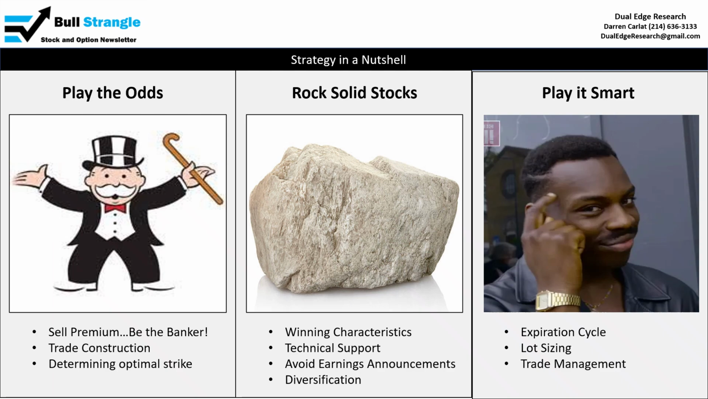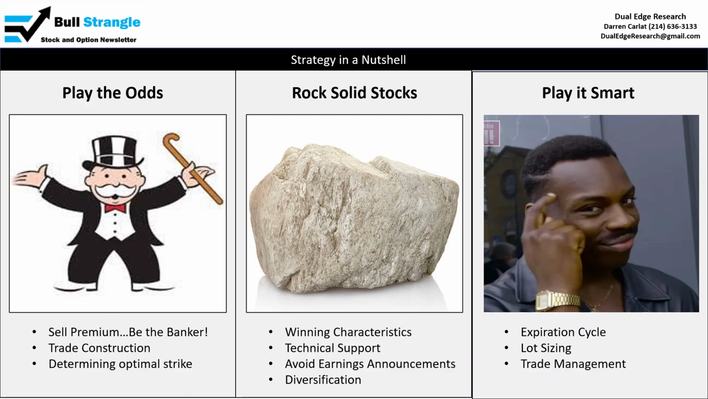Okay, the summary for video 2. Remember that we went through these 3 areas. The first is to play the odds. We are going to sell premium. We are going to be the casino or be the banker. We talked about how to construct a trade, which is buying stock in 100 share increments and selling a call out of the money above and a put out of the money below.